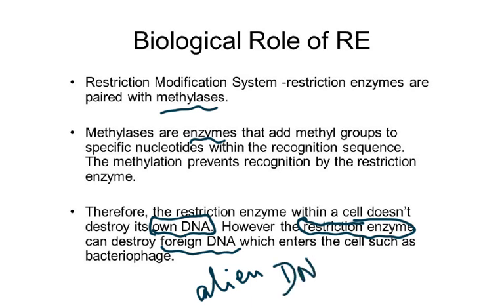So the role of restriction enzymes is actually protection. The bacteria has its own protective system, has its own immune system, and that immune system is its restriction enzymes. Those restriction enzymes will cut alien DNA or foreign DNA, but will recognize its own DNA and will not cut its own DNA. Why? Because its own DNA is being methylated. So the methylation prevents it being cut by the restriction enzymes.